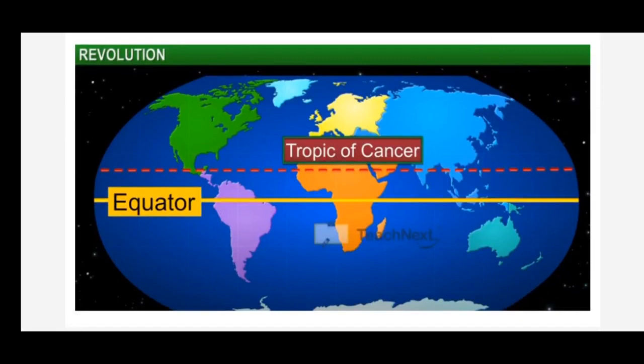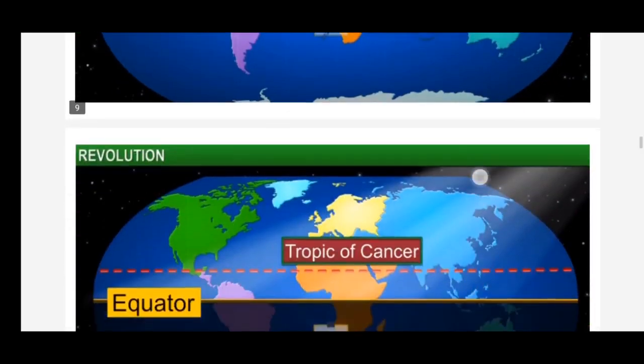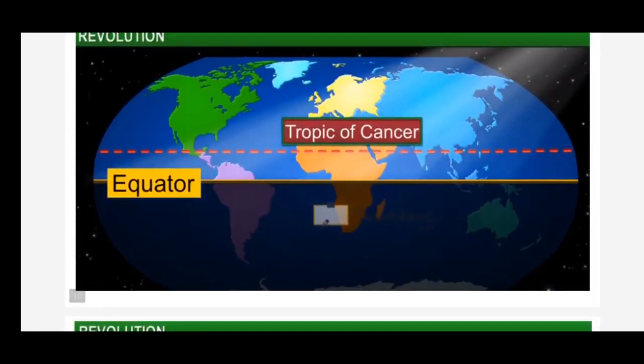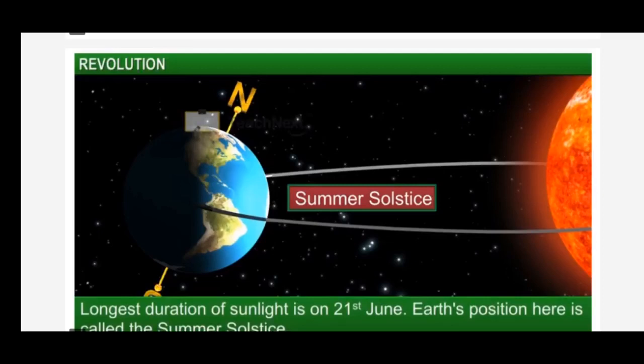So the area lying around the Tropic of Cancer is the tropical area. This area receives direct sunlight as a result, because it is very near to the equator and the direct sun rays are falling on the earth. It is getting more sunlight, so it is summer in the northern hemisphere. When you receive direct sunlight on the northern hemisphere, that season is called summer season. At the same time, in the southern hemisphere, they will be having winter. This position of the earth is called the summer solstice.